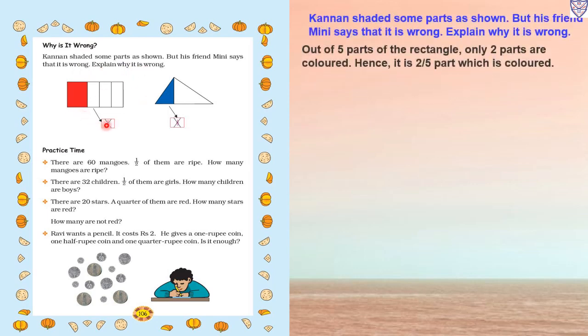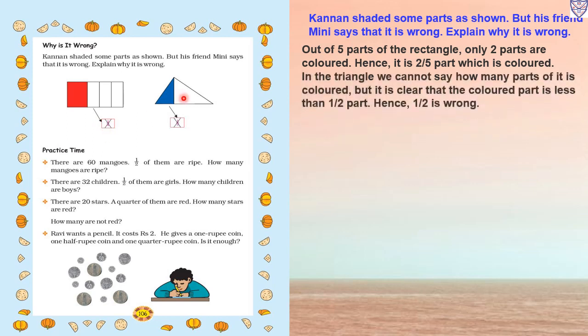So first, 1 upon 4 is there. The first is a rectangle. He shaded out of 1, 2, 3, 4, meaning here also one part will come. Out of 5 parts of the rectangle, only 2 parts are colored. Hence it is 2/5 part which is colored. So what is the correct fraction? Here 2 parts will come, so total 5 parts. How many parts are colored? 2. So 2/5 part is colored. So here 1/4 is wrong.